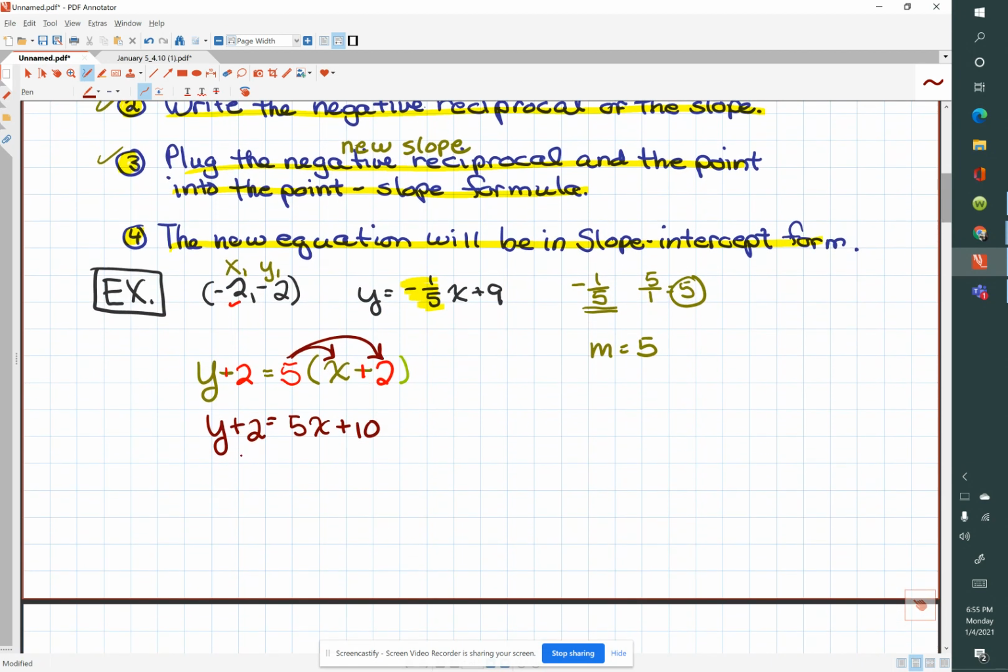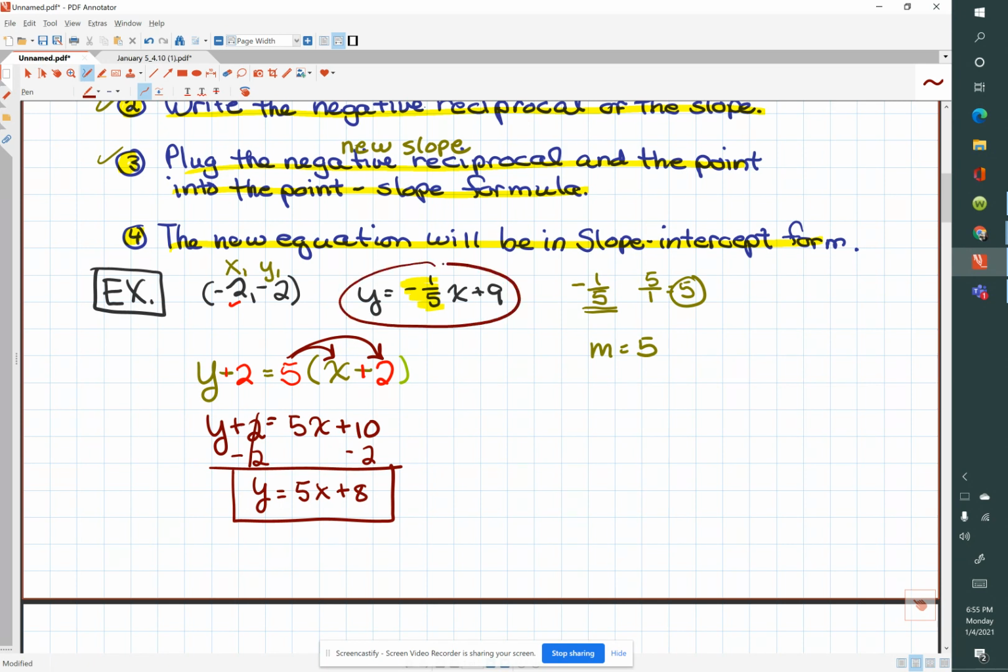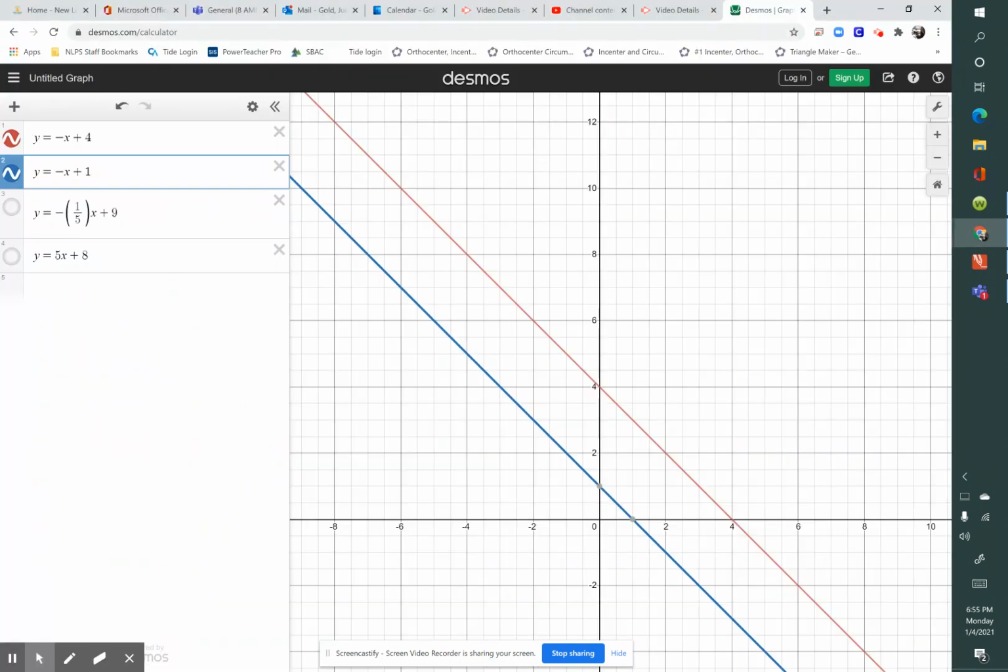Now, the next thing I want to do is subtract 2 from each side of the equation, which will give me y equals 5x plus 8. So this is our final answer. And if we've done everything correctly, y equals 5x plus 8 should be a line that is perpendicular to y equals negative 1/5 x plus 9. So let's take a look at Desmos and see how we did.